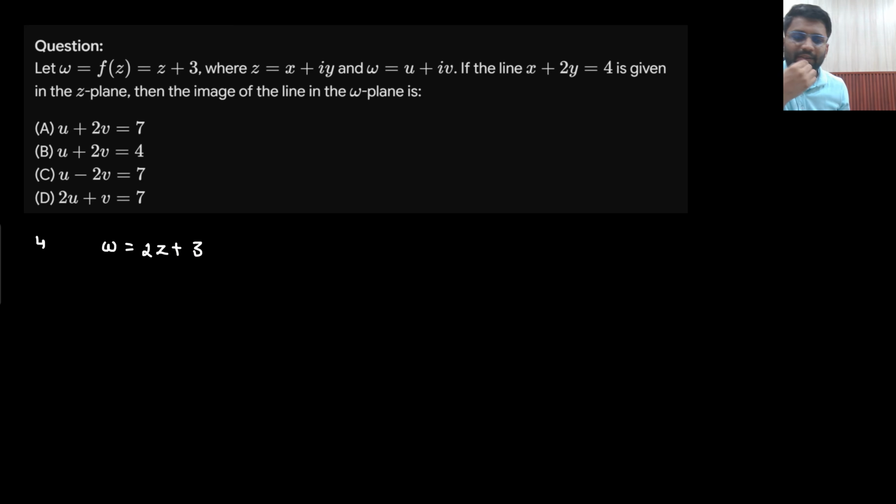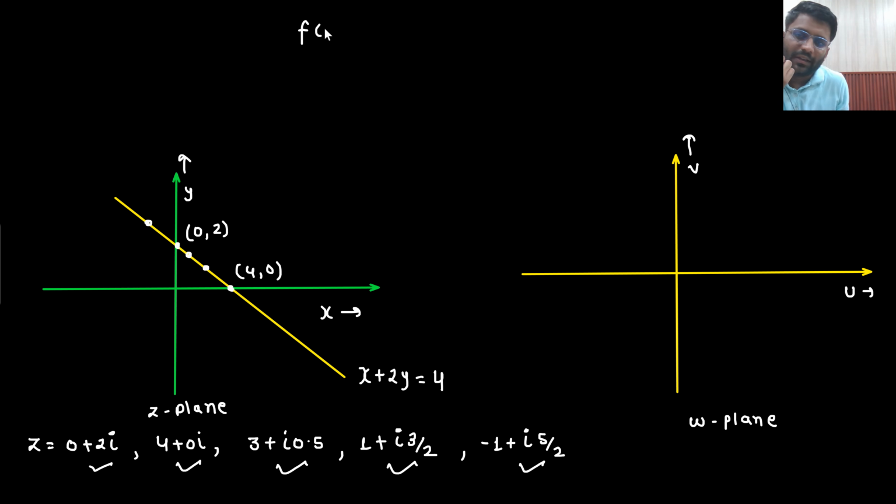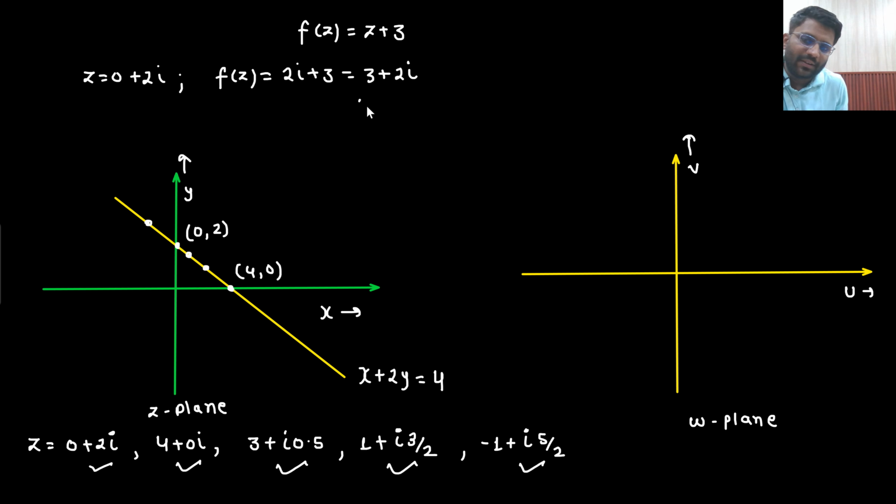So, the relation that is given is f of z equals to z plus 3. What does that mean? That means they are saying that if z equals to 0 plus 2 iota, then what will be your f of z? So, sir, f of z would be coming out to be 2 iota plus 3, or you can say 3 plus 2 iota. That means, sir, the value of u is 3 and the value of v is 2.